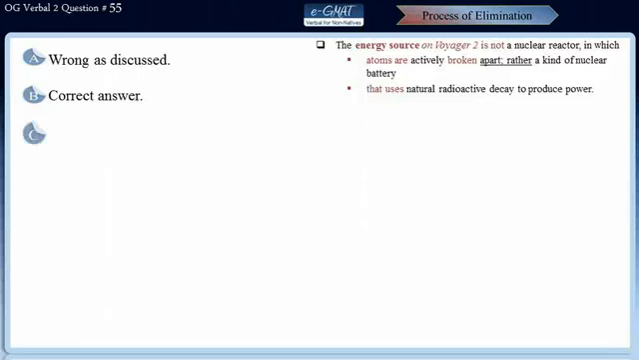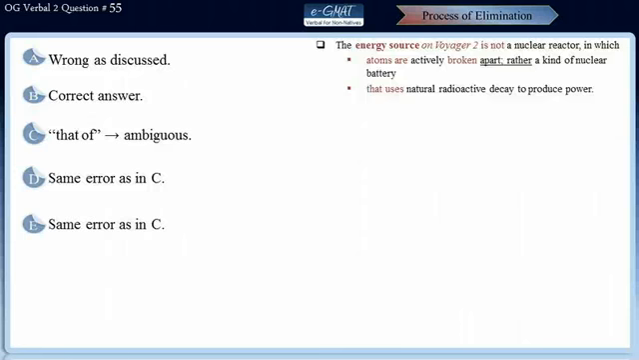Let's look at choice C. Well, C is not correct because this expression that of is ambiguous. We do not know what it stands for. That's why it's incorrect. Choice D repeats the very same error of that of, and that's what makes it incorrect. Choice E repeats the same error again, and hence it is also not correct. So as we found out, choice B is the correct answer for this sentence.